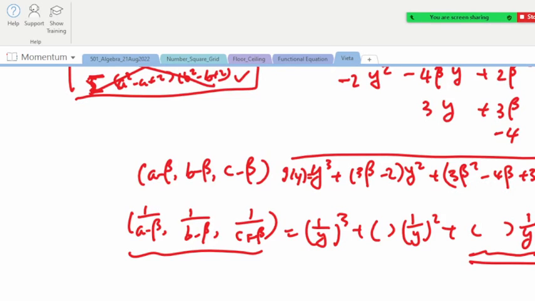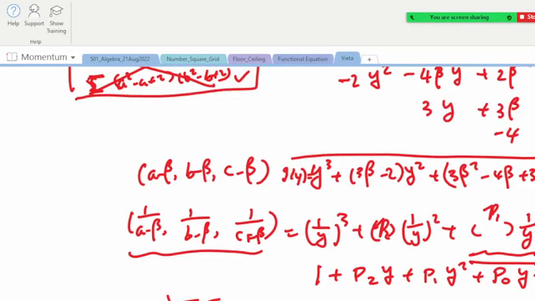Yes. Okay, so the sum of the 1 over a minus beta will become what? For example, it will be p0, p1, p2, right? So after we do this, it will be 1 plus p2 of the y plus p1 of the y squared plus p0 of the y cube equals 0. So we want negative p1 over p0, right? Yeah. And p1 over p0.